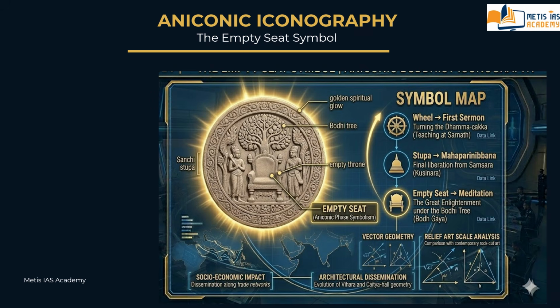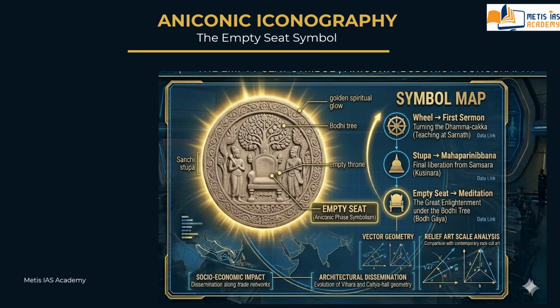What is the question number 12? In early Aniconic Buddhist art, the Buddha was never depicted in human form. A wheel symbolized the first sermon. A stupa marked the Mahaparinibbana. But a vacant throne or an empty seat beneath the Bodhi tree was the specific symbolic container for the enlightenment and meditation of Buddha. This is the question and options statements.